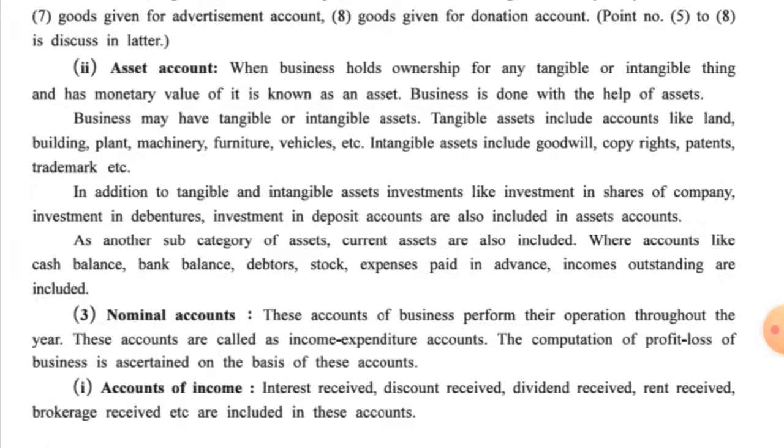Last account, that is nominal account. These accounts of the business perform their operation throughout the year, because during the entire financial year we have to make many expenses, or incomes may be received, in order to run the business. These accounts are called income and expenditure accounts, because, as we already discussed in nominal account, any kind of income or expense related transactions will come in the category of nominal accounts.